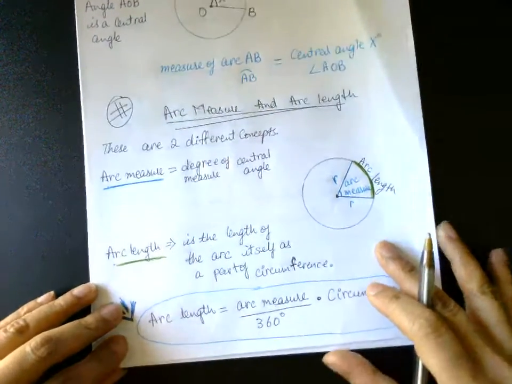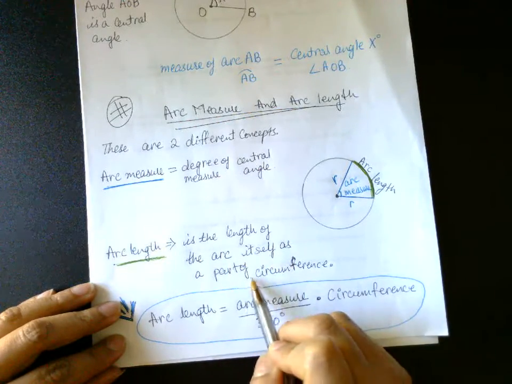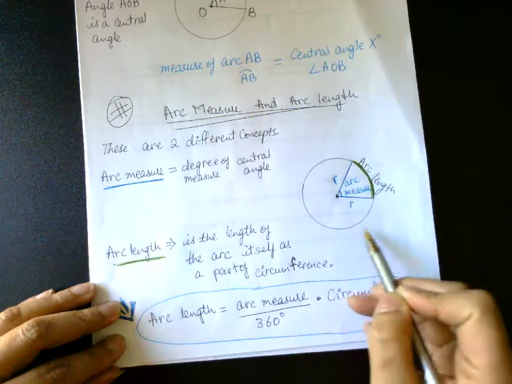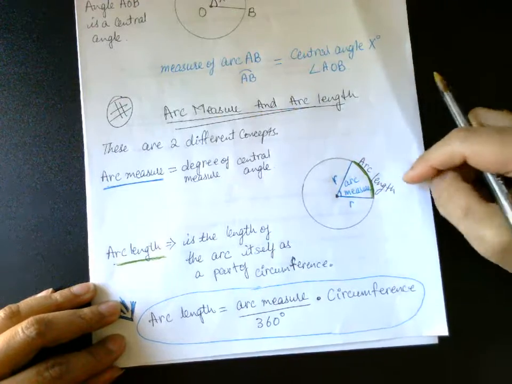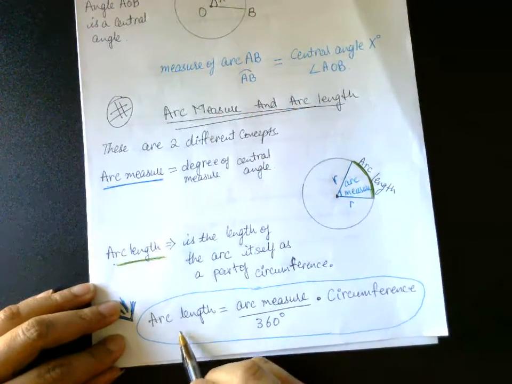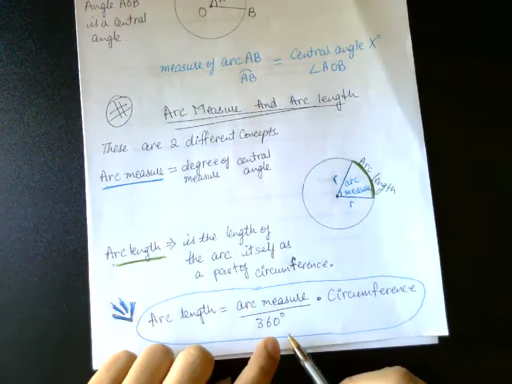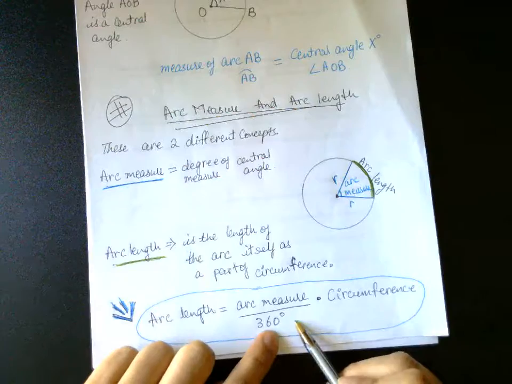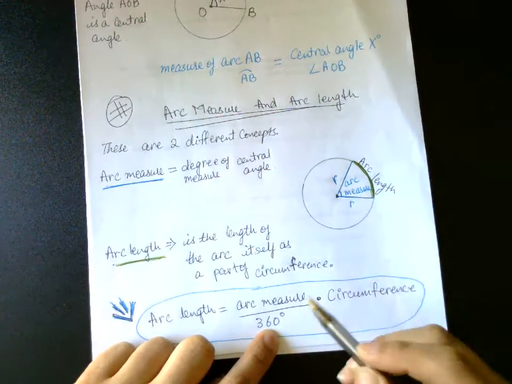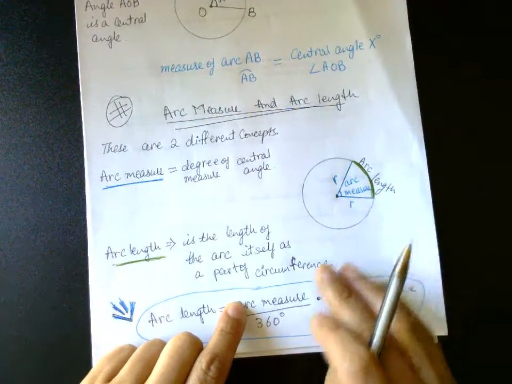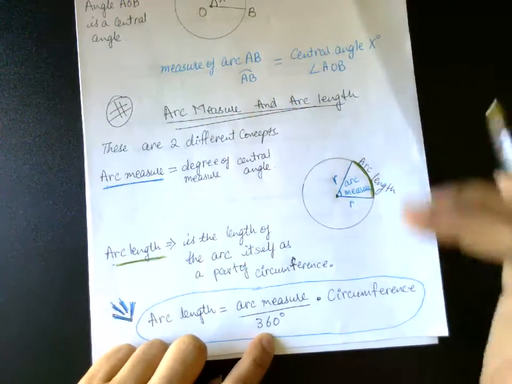How? Arc length is the length of the arc itself as a part of the circumference. This is the total circumference, and we are talking about only one part of the circumference, and that is called arc length. You can find the arc length by the arc measure, which is the central angle, divided by 360. Why 360? Because the sum total of the circle is 360 degrees. So the arc measure, this angle, divided by 360 degrees. That means we are talking about only this slice.